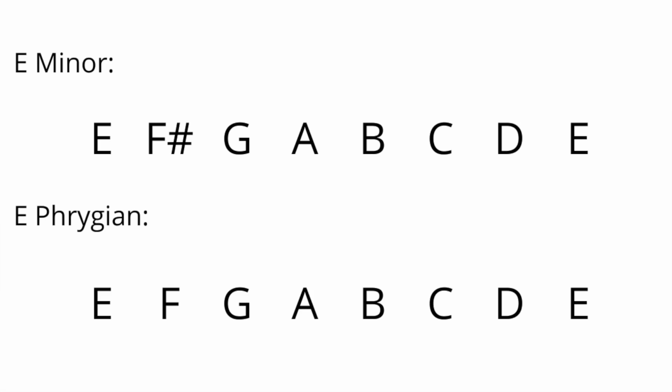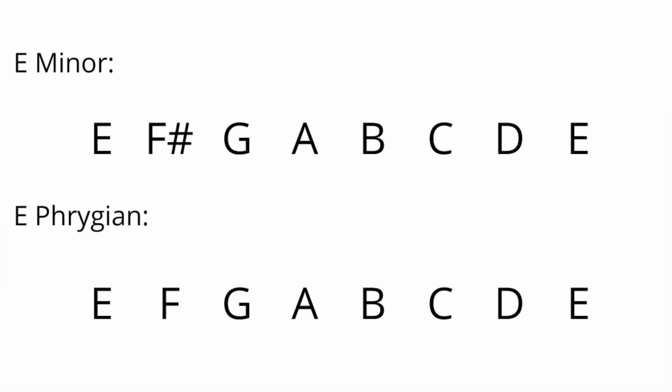Now, another way to think of E Phrygian, one way being the 3rd mode of C major, another way is to think of it as a minor scale with a flat 2, or a flat 2nd. So Phrygian is a minor mode. Okay, that's why it's a bit of a darker sounding mode. If we relate it back to the parallel natural minor, which is E minor, it has E, F sharp, G, A, B, C, D, E. E Phrygian has E, F, G, A, B, C, D, E.